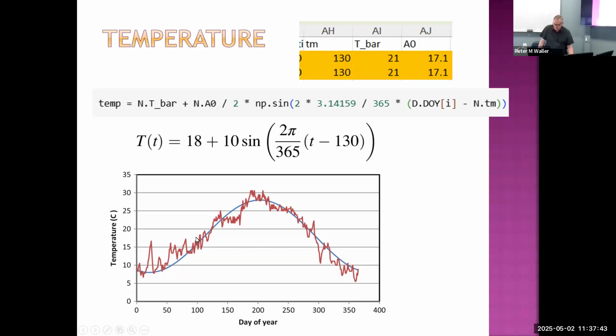And TM is the day where it goes above the average. So like day 130, it gets above the average. So that helps you define your sine curve. There's an equation in there that calculates, based on this TM, the day of year that we're on, where we are on this curve and what the average temperature is on that day.